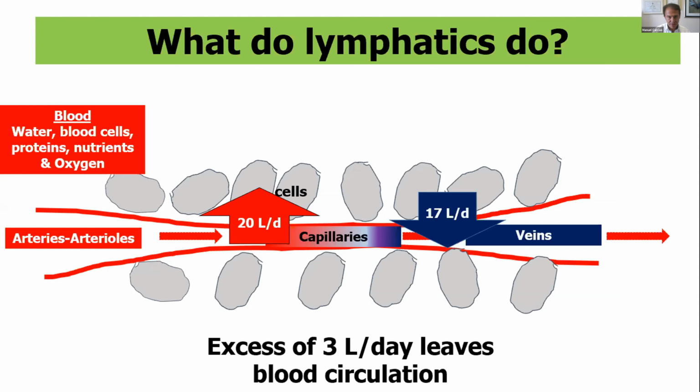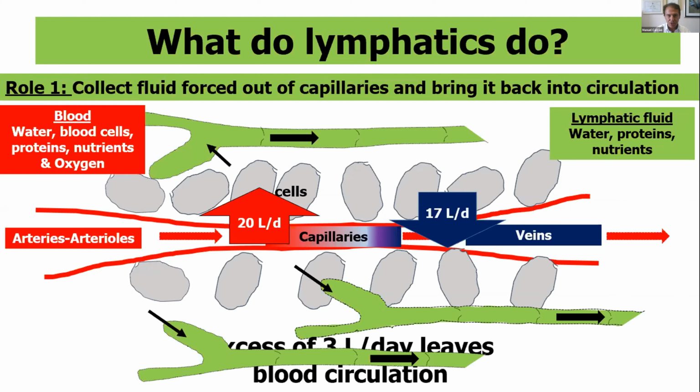So blood is leaving the capillaries at the beginning part of the capillaries, or not blood, but components of blood: water, proteins, nutrients, and oxygen. And then a whole bunch of it is returning as well. And so what do lymphatics do? Well, they collect that extra fluid that leaves our capillaries and doesn't return to our capillaries, that roughly 3 liters per day. And so these lymphatics shown here in green are these tubes that collect this fluid that's forced out of capillaries and eventually bring it back into the circulation.